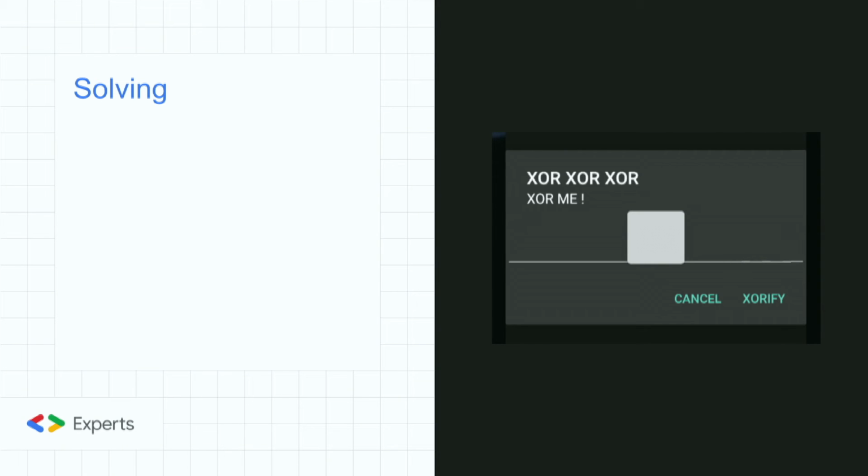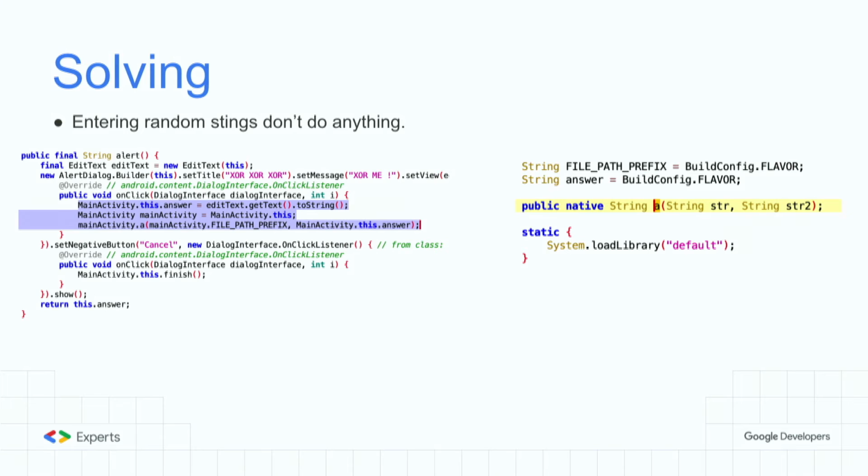You have a dialog and it immediately says we have to do some kind of bitwise operation on some kind of input to basically XORify. So I enter any string and it just does nothing. Interesting. So let's continue the debugging.